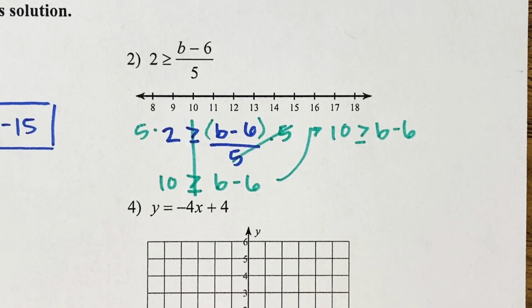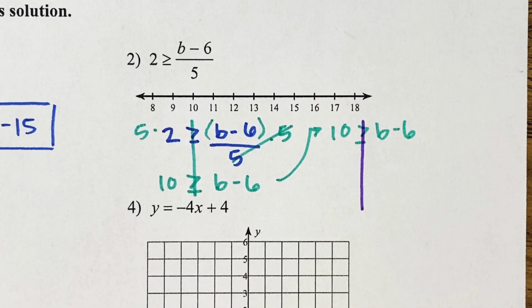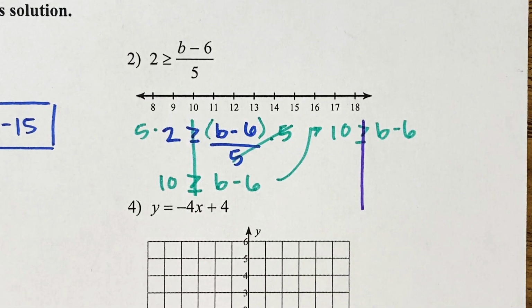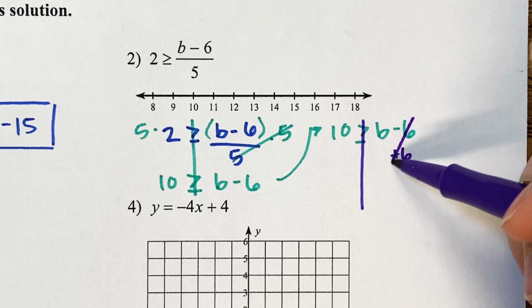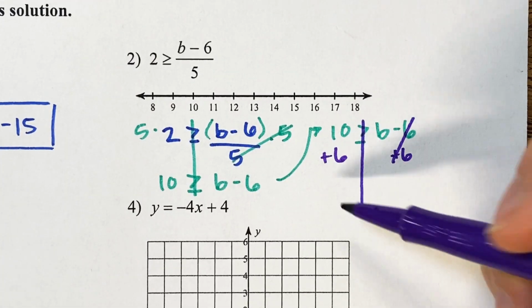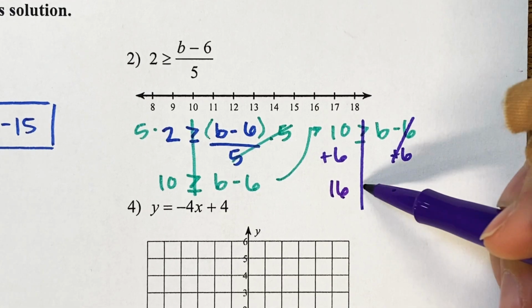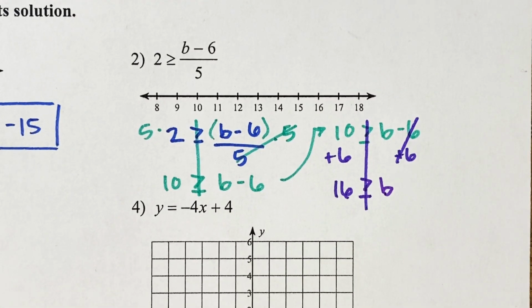Okay, so now I can do my next step. Same thing, draw your line. My second step, I'm trying to get b all by itself, so I need to get rid of this minus 6. What is the opposite, or how do you undo minus 6? We add 6. It's going to give us our b all by itself. So we get 10 plus 6 is 16 on this side, is greater than or equal to b.